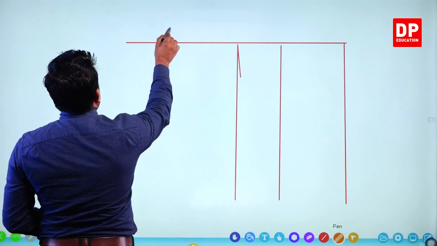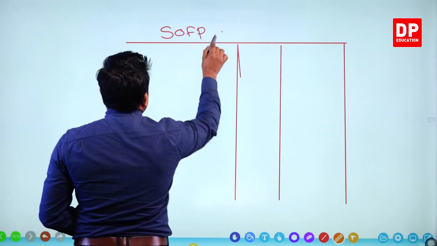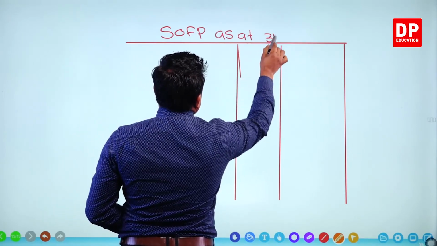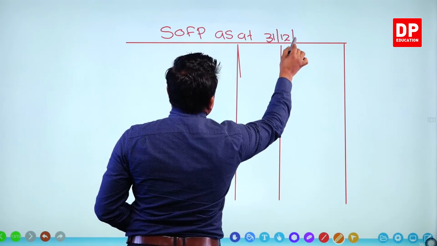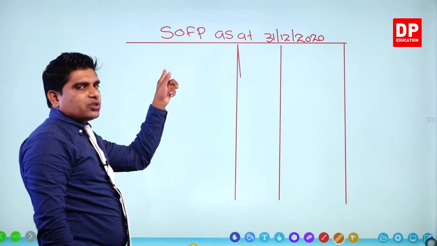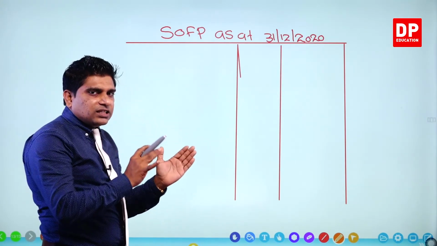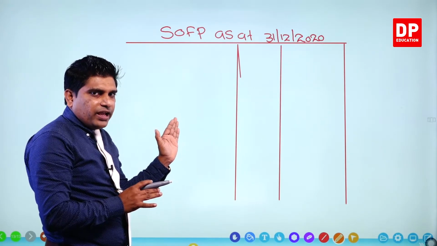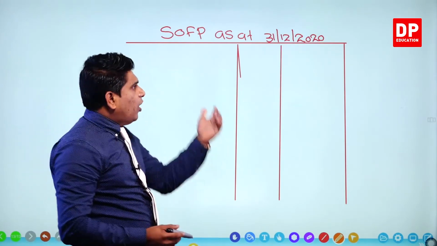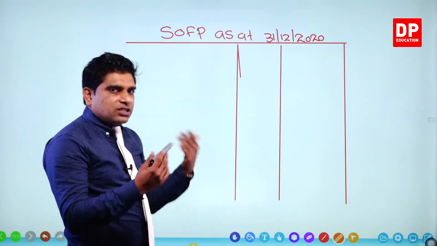Statement of financial position as at 31st December 2020. Remember, you had to write the name of the business also. But here, I focus on how to enter the details in the statement of financial position. In the next activities, we can complete how to record the name, how to record the time period and everything. I include that in the next activities.